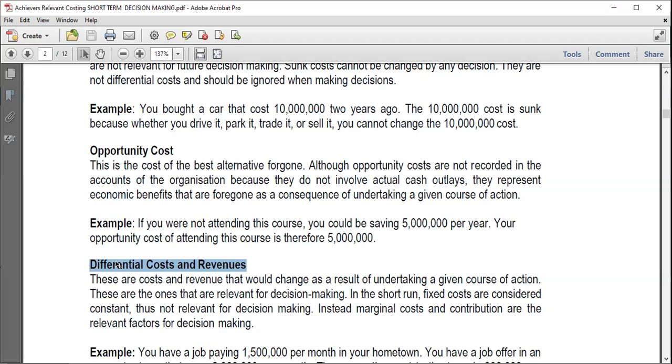Yeah, they could have a similarity there, but with differential costs and differential revenue, it means a change with a change in decision. If the decision is A, the revenue will be different. If the decision is B, the revenue will be different. And the same thing with the costs. You get it? So it's very important for us to have that in mind.